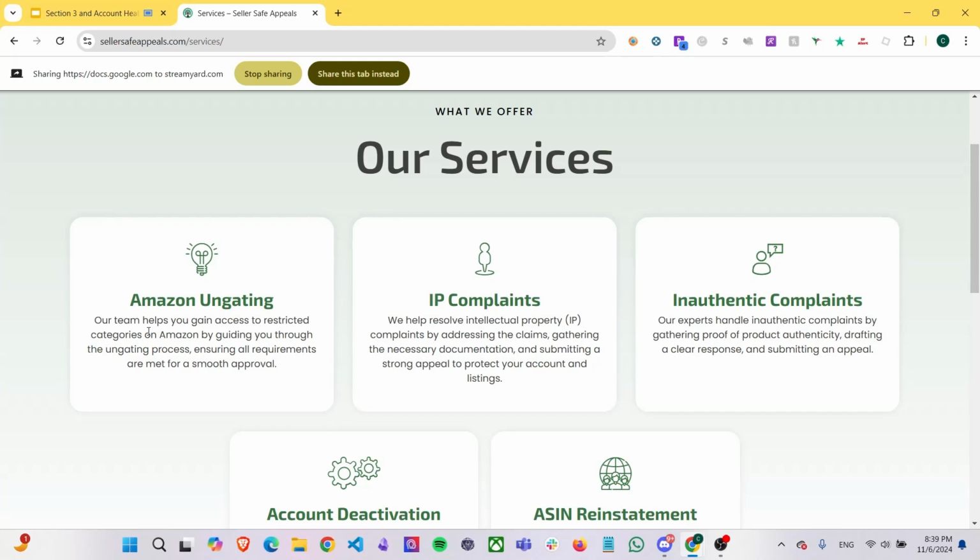So what they're saying: our team can help you gain access to restricted categories on Amazon, get you through the ungating process, and ensure all requirements are met for smooth approval. I would say this is a waste of money for the first one here. The IP complaints, super easy. You don't need to get anything. It's just like invoice templates, and that's it. And never admit to anything.